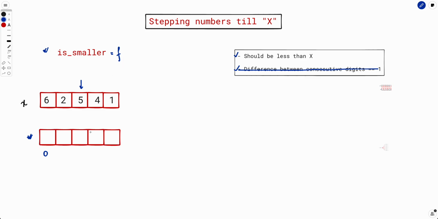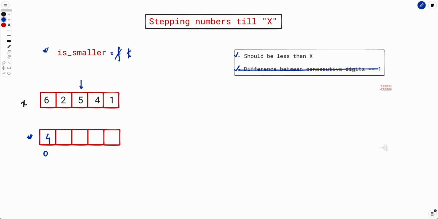And then what you're saying is, based on, let's say you put 4 here, then is smaller would be true because there is a non-matching digit, right? So in that case you will say, okay, how many ways are there to fill these 4 boxes such that is smaller is true. So isn't this problem exactly similar to the original problem?